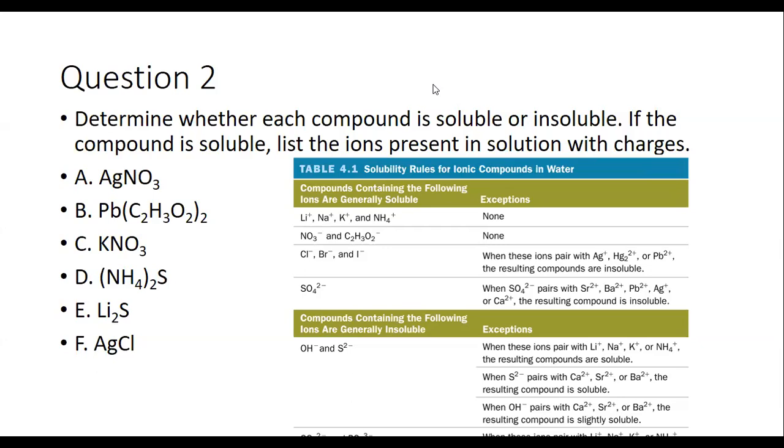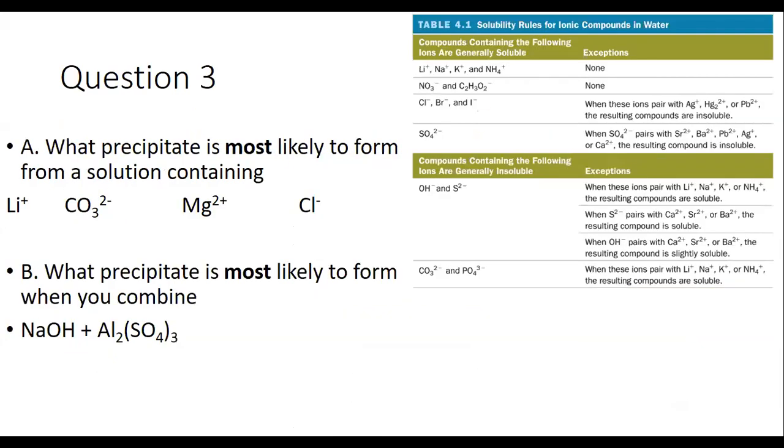All right, our very last thing is the same idea, but this time what we're doing is that you are mixing solutes. So if you put these four solutes in a container, like you just pour four ions in a water container, right? What molecule is going to crash out? And when you see the word precipitate, that means form a solid in water. So what would be your solid?